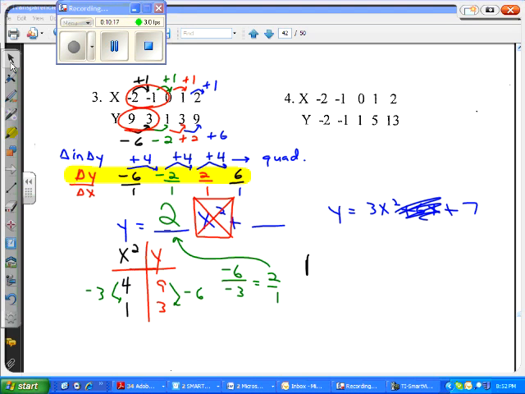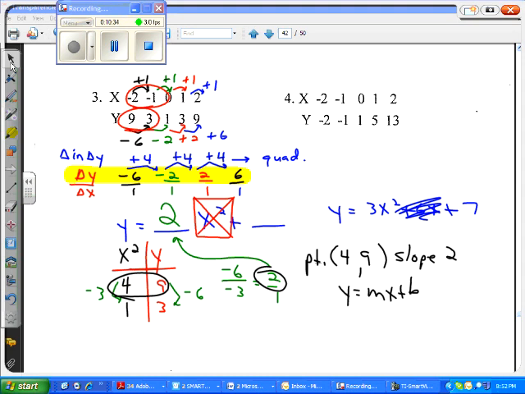And then we pick a point from our new table. The first one is 4, 9. And the slope from our new table, 2. We plug those into y equal mx plus b and solve for the b. So we're going to take the y in place of y, 9, slope in place of slope, 2, x in place of x, 4, plus b.